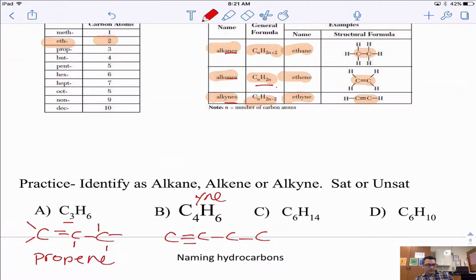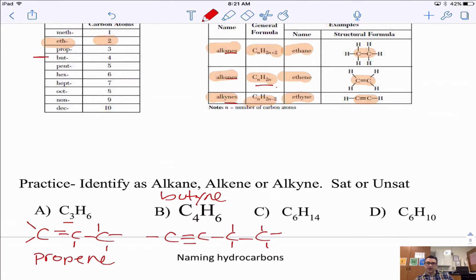We're going to fill in the other spots for hydrogens. On the left, 1. The second carbon gets no hydrogens because there's no place to put them. It already has 4 bonds. The third carbon has 2. The last carbon has 3. This would be called but for the 4 carbons, butyne.